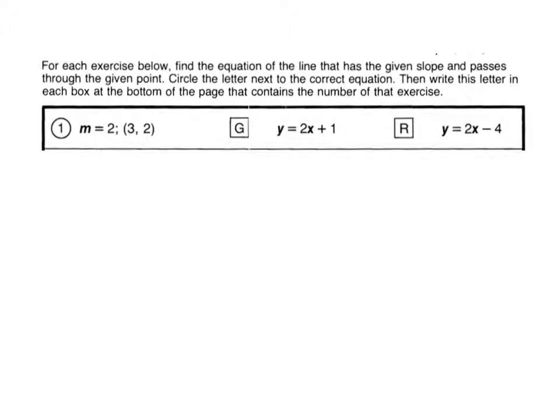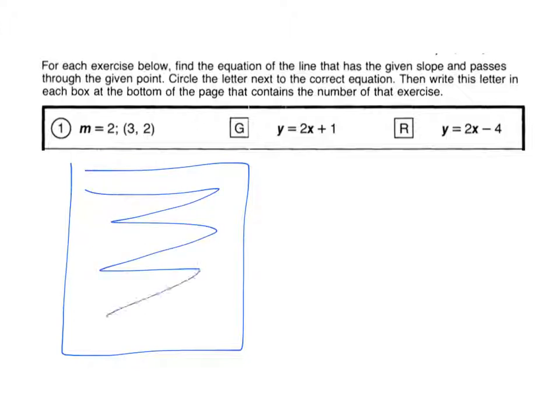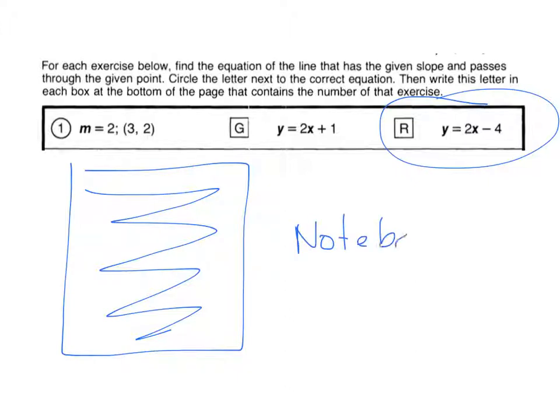Oops, I did forget to tell you one thing. Obviously, there's a lot of work that goes into completing a problem like this. You'll remember that I had all this stuff written in here to solve that problem before I figured out that it was R. So you're going to need a separate sheet of notebook paper for this one that you'll staple to the page. Okay, we want to see the work. We want you to show your process.